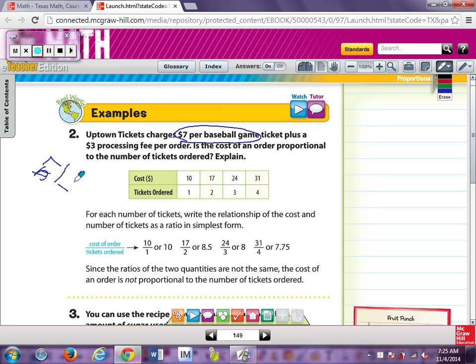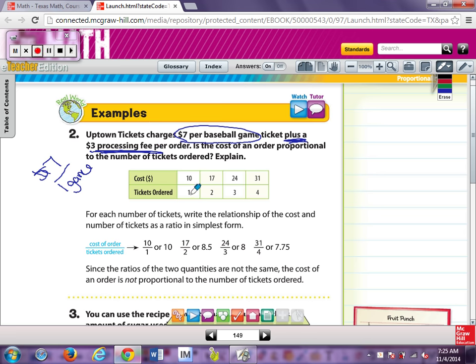$7 one game. So far it's looking good. But then we have this plus a $3 processing fee. And I'm a little nervous about that because I know proportional relationships always deal with multiplying or dividing only. Let's go ahead and look at the data table we have here, or this chart.